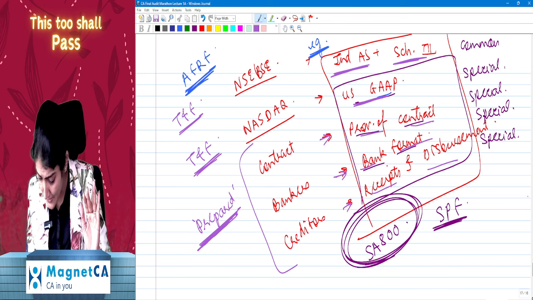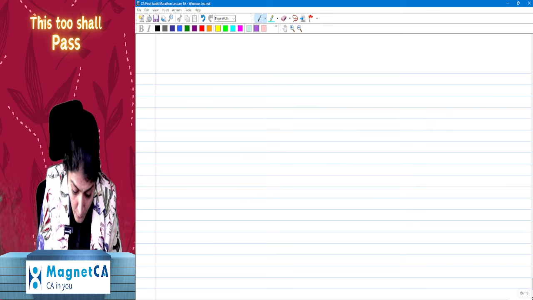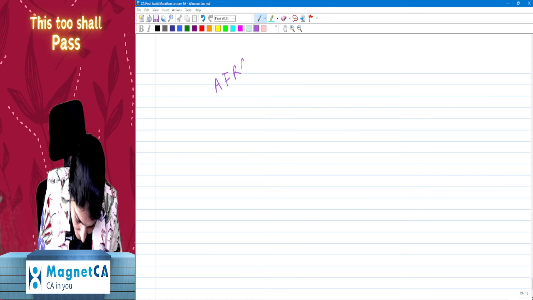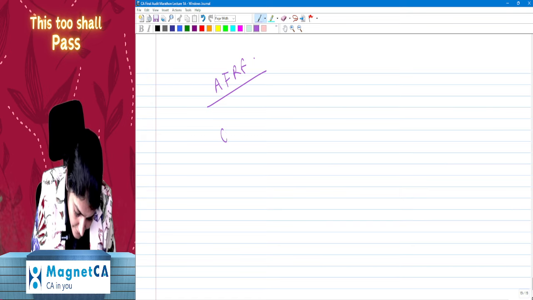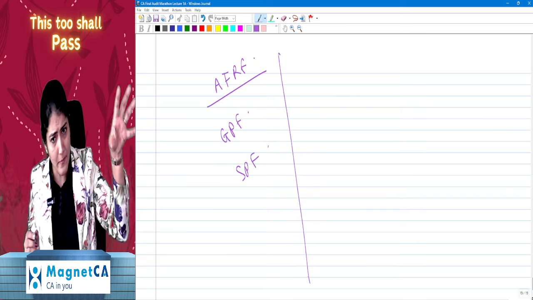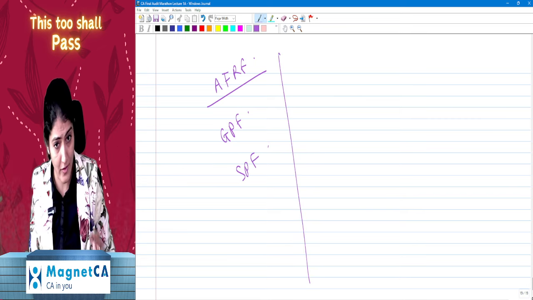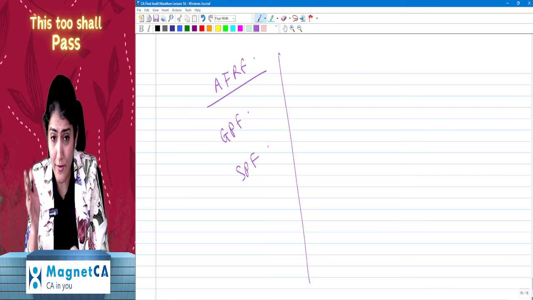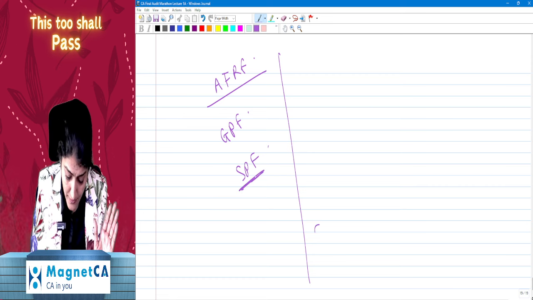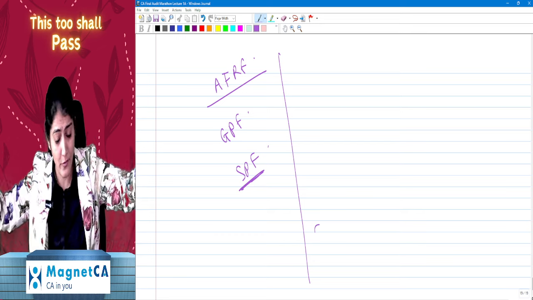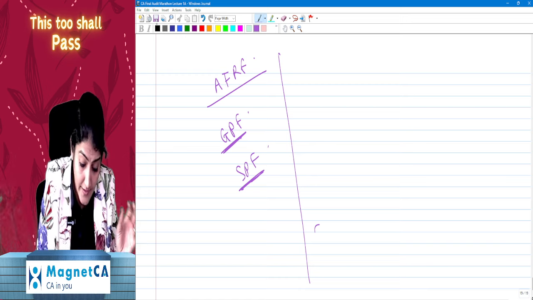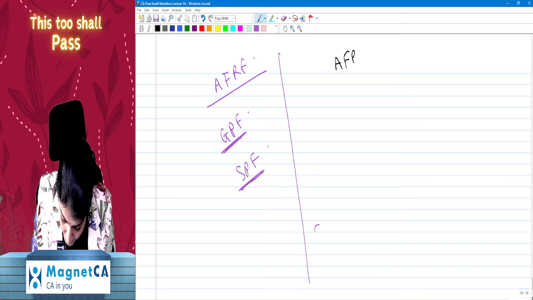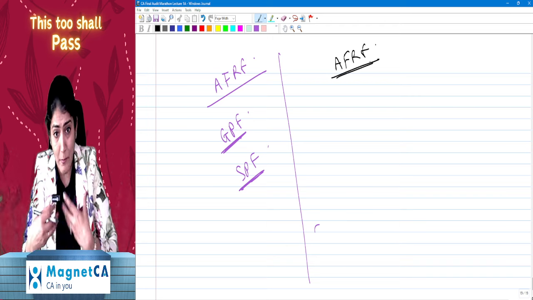Okay, listen to me. We'll consolidate all what I'm saying. So one, when you are accepting the engagement, separately you need to check whether the AFRF is a GPF or an SPF. General purpose framework hai, ya special purpose framework hai. How is that decided? If it is for a specific set of users, special purpose. If it is for a broad range, common users, then it is general purpose framework. Part one, story over.